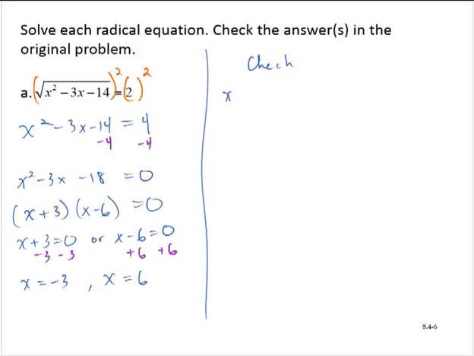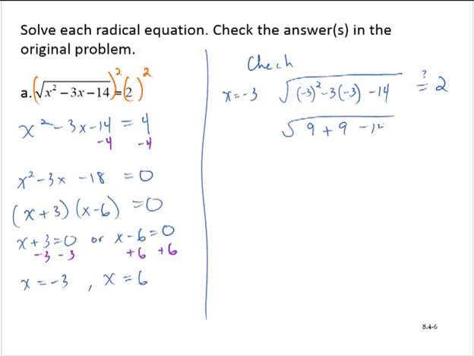Let's check x equals negative 3. Is the square root of negative 3 squared minus 3 times negative 3 minus 14 equal to 2? So that's the square root of, let's see, that would be 9 plus 9 minus 14. And so that's 18 minus 14, that's 4. The square root of 4 is 2. That checks out.